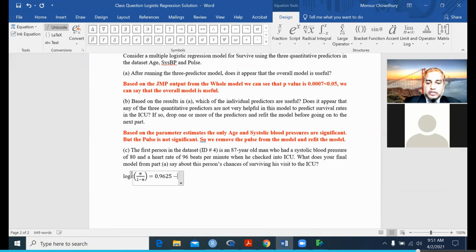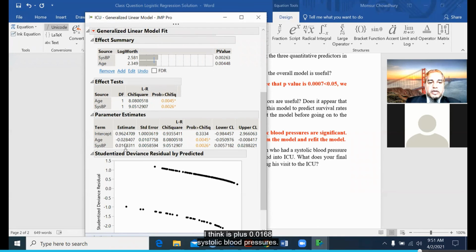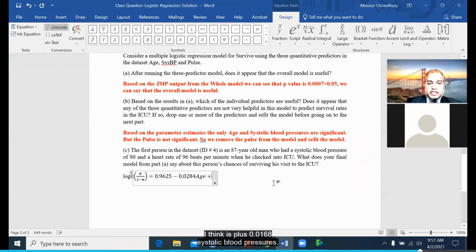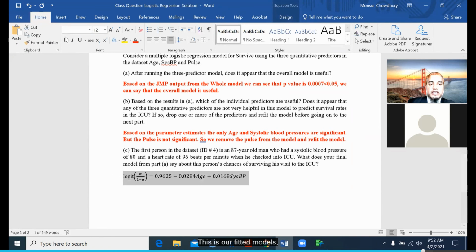So we can just put the negative 0.0284 age, plus 0.0168 systolic blood pressure, SBP. So this is our fitted model, the final model that we get.